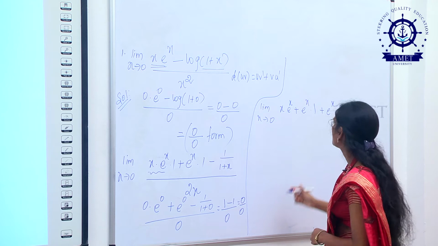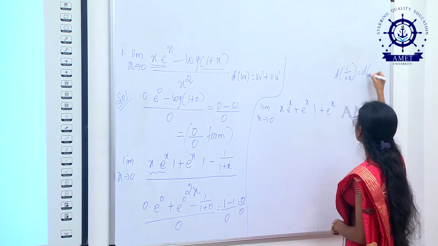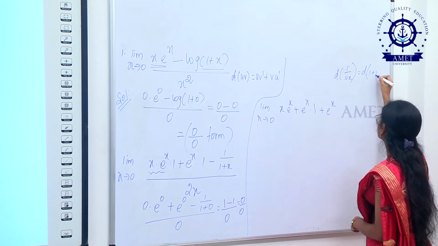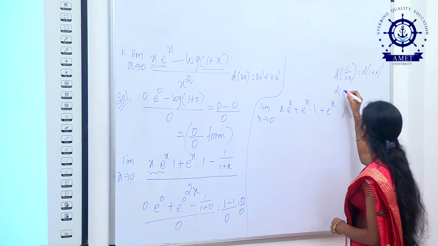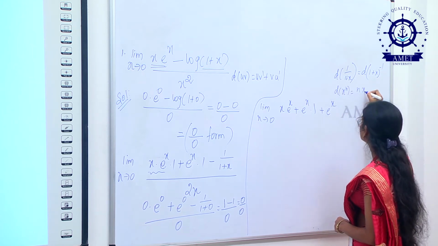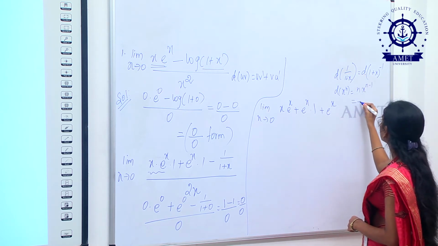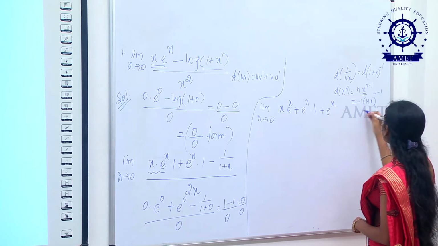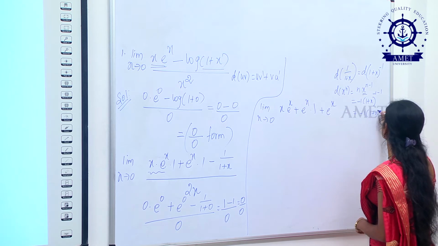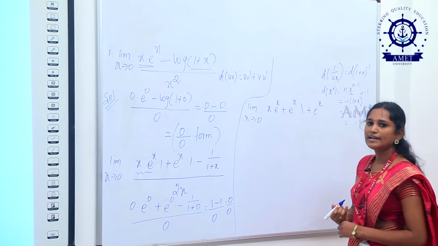So you know the differentiation of 1 by 1 plus x. Again we write 1 by 1 plus x as 1 plus x the whole inverse. You know the differentiation formula for x to the power n is n into x to the power n minus 1. So what is the value of n? Minus 1. Here x is considered as 1 plus x. So minus 1 minus 1 gives minus 2, so minus 1 into 1 plus x whole power minus 2, which we write as a denominator.